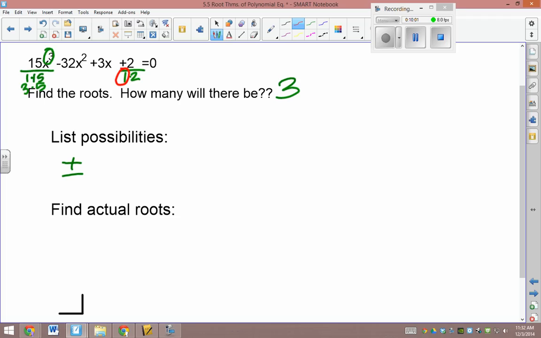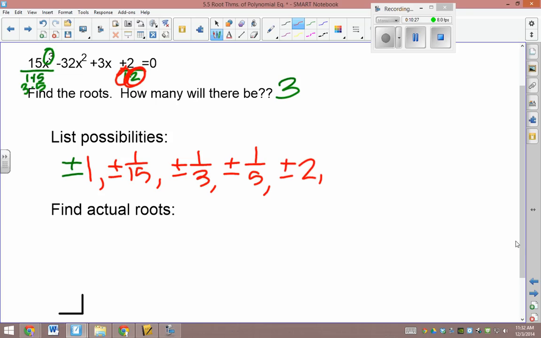So I'm starting with 1. 1 divided by 1 is 1. Then I'm going to have to do 1 divided by 15. That's 1 over 15. Then I need to do 1 divided by 3. That's 1/3. And then my last one, using the 1, is 1 divided by 5, so 1/5. That took care of this. Now I got to go back and do it with the 2. So 2 divided by 1 is just 2. 2 divided by 15 is 2/15.